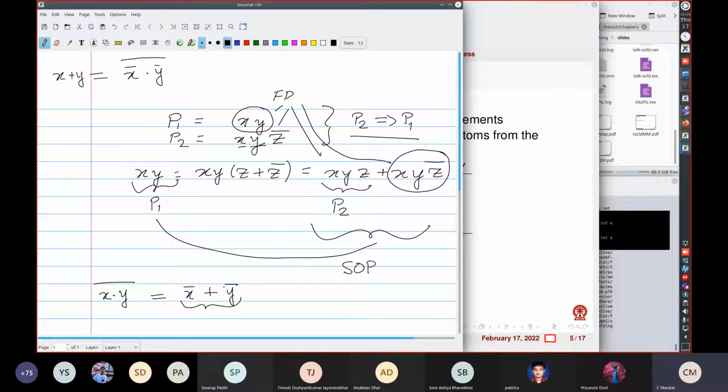So what you find is that OR can be expressed using AND and NOT, right? So similarly you can express AND using OR and NOT. Are you okay with that?